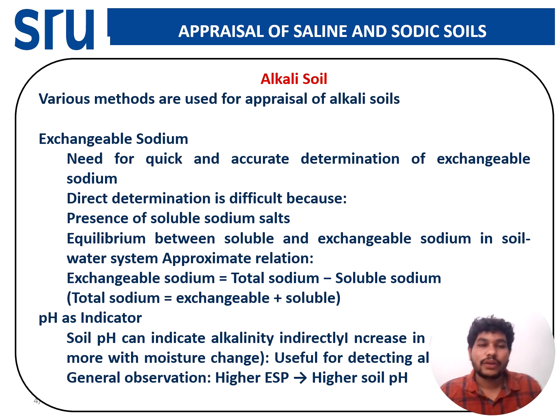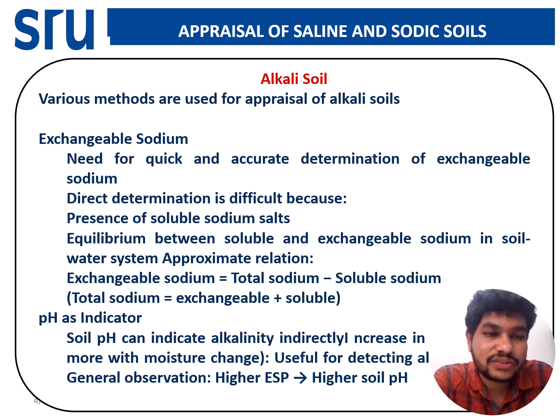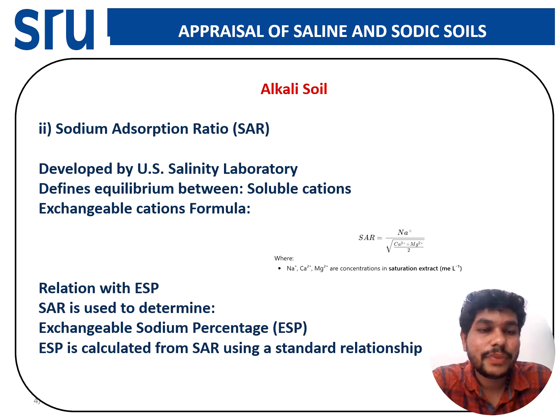Then alkali soil. How to characterize it? What appraisals do we use to characterize alkali soil? The first one is exchangeable sodium. If the exchangeable sodium is more than 15%, then the soil is alkali soil. Another criterion is pH. If the pH is more than 8.5, then that is sodic soil.